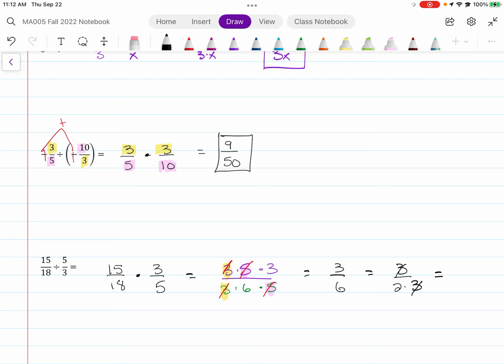Do I get a 0 on top? No, I get a 1, 1/2. All right, so that big thing, 15/18 divided by 5/3 is just a simple answer, 1/2. How many 5/3 are in 15/18? 1/2 of a 5/3. Okay, I think that is the end.